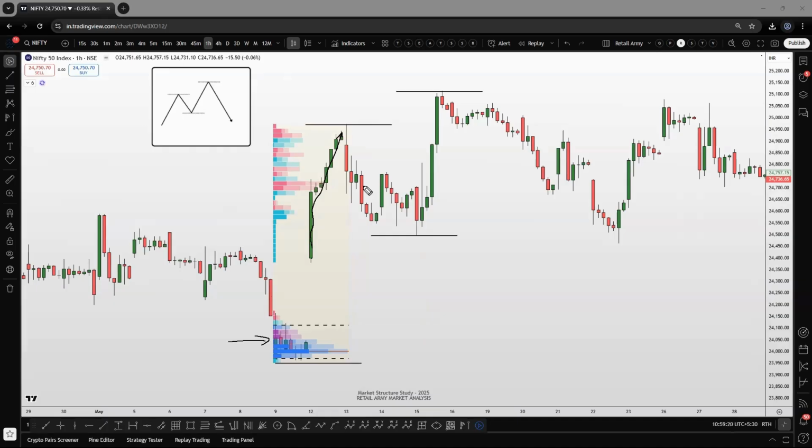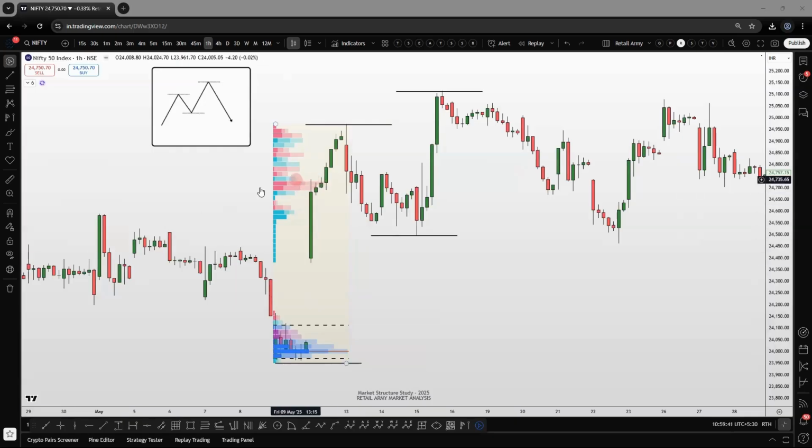So what happens when retailers miss this move? There's less liquidity and it is very easy for the smart money to push the market in one direction. They have already trapped the retailers down here. Major transactions they have done here. The rest is free movement for the smart money. That is what it reflects in this FRVP.